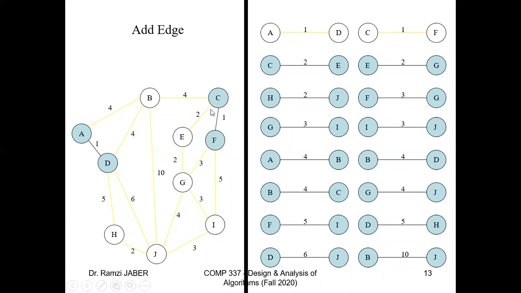So connected. Now CE. We connect CE. Now EG. Okay, don't forget, GF here makes a cycle. Here it makes a cycle. Don't put this one.